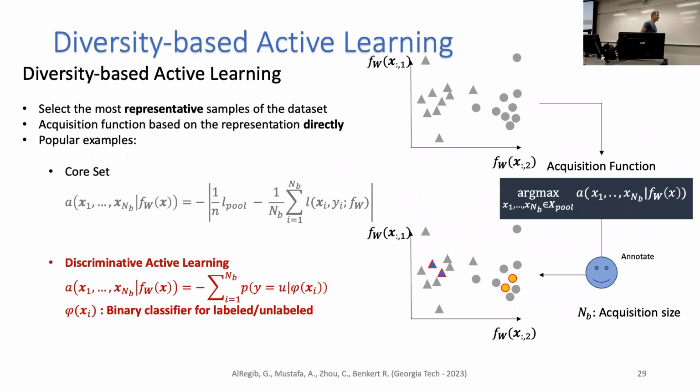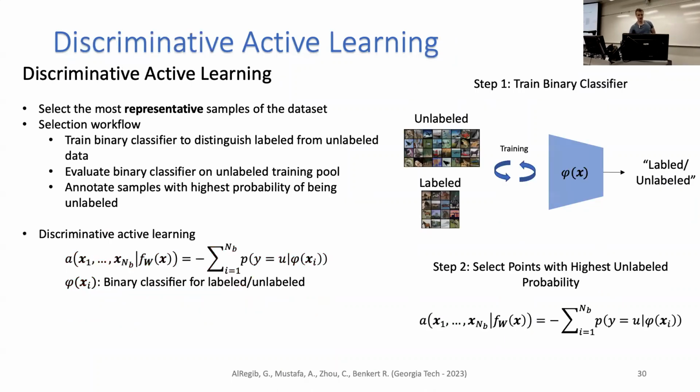So that kind of gave us this core set approach, right? And now I want to talk about discriminative active learning, which is, I would say, not more intuitive than the core set approach, but simpler to really grasp in terms of what the acquisition function actually looks like. The idea of discriminative active learning, once again, is to find the most representative samples in your unlabeled data.